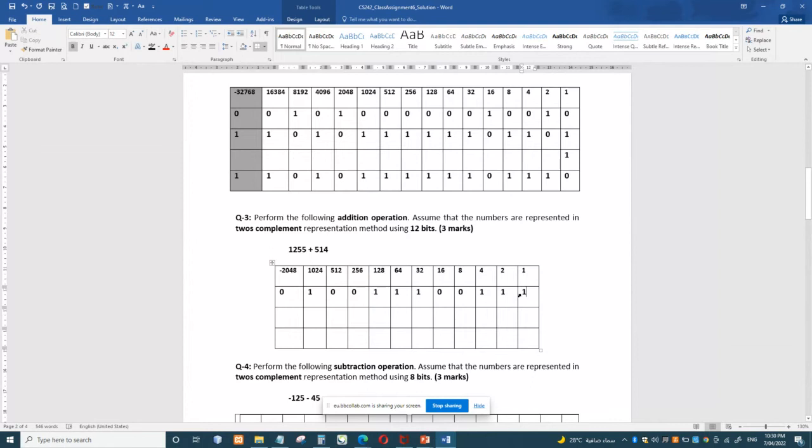This is the representation of 1255. Now we are going to represent 514. Again, this is a positive number, so I'll put 0 here. We don't need 1024, so I'll put 0 here. We need 512, sorry, so we can put 1 there. Our value is 514, so already we got 512, and we just need two more. So put 0, 0, 0, 0, 0, 0, 0, and 1 here, then 0 here.